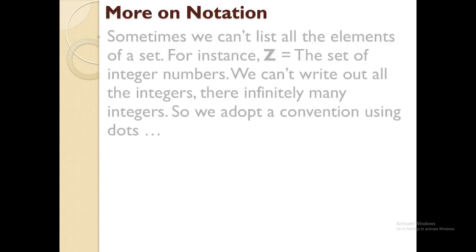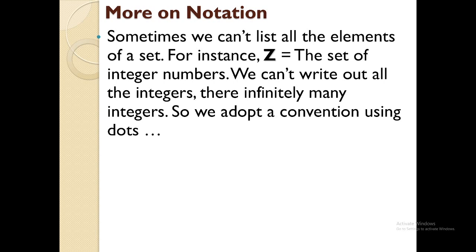More on notation. Sometimes we can't list all the elements of a set. Example, Z here is a set of integers. We cannot write all the integers because there are infinitely many integers. There are negative integers and positive integers. The negative integers are infinite, and the same with the positive integers. So meaning, I'll be making use of the 3 dots now.